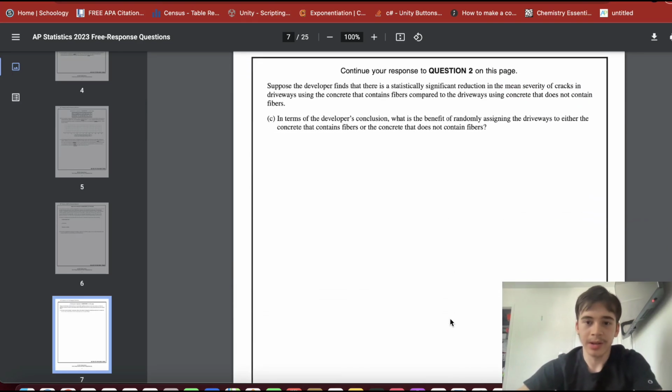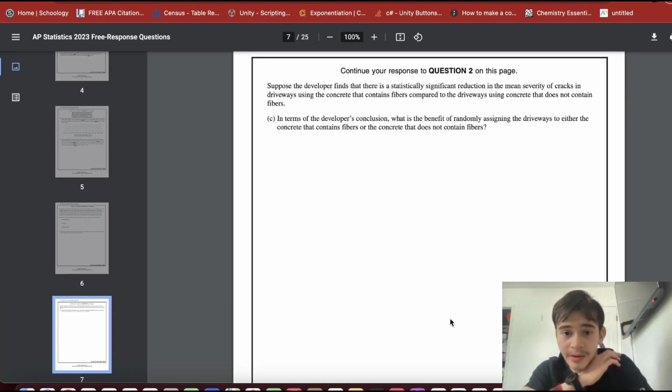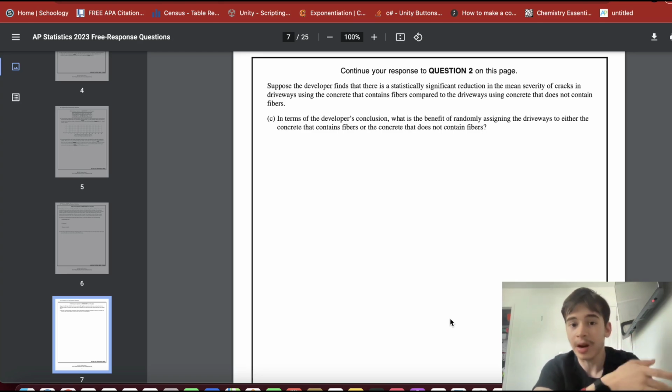Alright, suppose the developer finds there's a statistically significant reduction in the mean severity of cracks in driveways using the concrete that contains fibers compared to the driveways using concrete that does not contain fibers. What is the benefit of randomly assigning the driveways to either the concrete that contains fibers or concrete that does not? Because random assignment allows us to establish a cause and effect relationship between concrete with fibers or concrete without fibers and whether there's actually a difference.